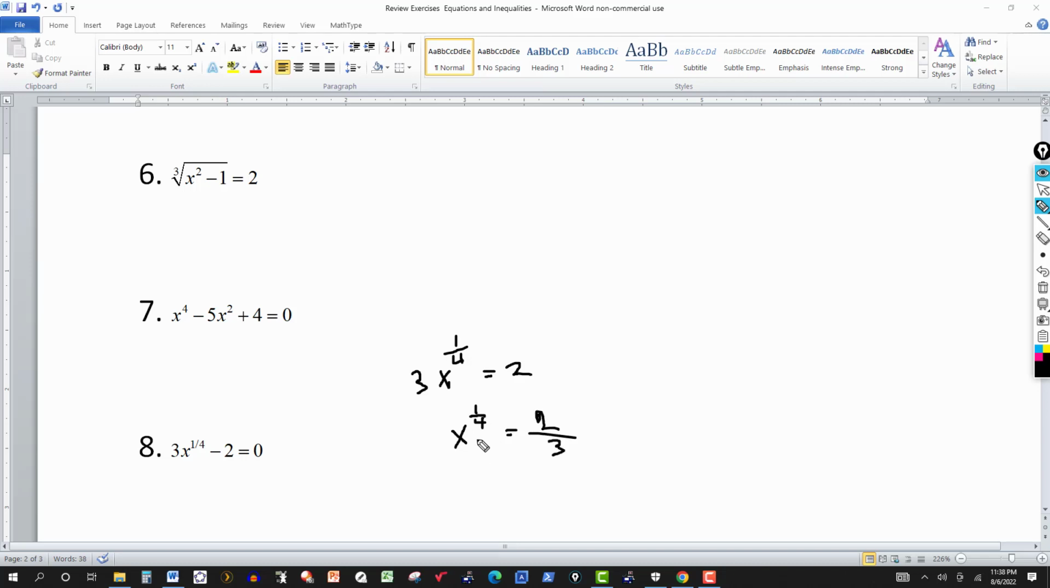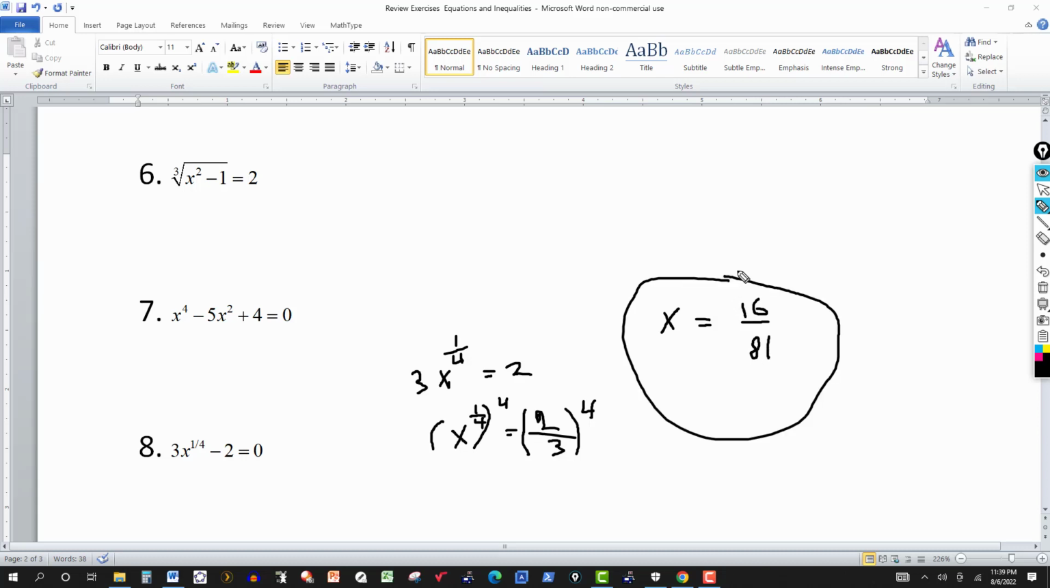And this is a 1/4 power, or it's like a 4th root. So we take the 4th power of both sides and take the 4th power of this side here. And on the left side, I'm going to get x. It's this 4 times 1/4 would be 1, or an exponent of 1, so x to the first. And then on the right side, 2 to the 4th will give me 16. And for the denominator, 3 to the 4th will give me 81. That's your answer for that.